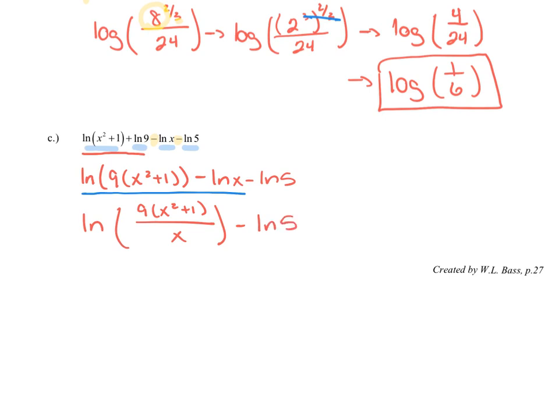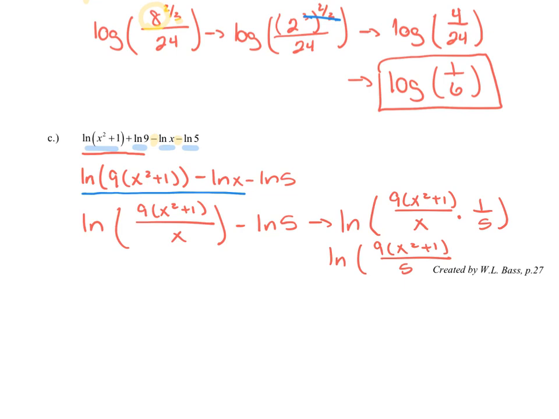Now I can simplify, and this is where we're going to go back to that idea that I've talked about a lot, that instead of writing a fraction divided by something, we want to think of this fraction times the reciprocal of that. That's going to make your life so much easier. So what we're going to do here is we'll write natural log, and we'll have our 9 and our x squared plus 1. You could distribute the 9 if you wanted, times a 1/5. So our final answer is natural log of 9 times (x squared plus 1) over 5x. That's going to be our final answer there.